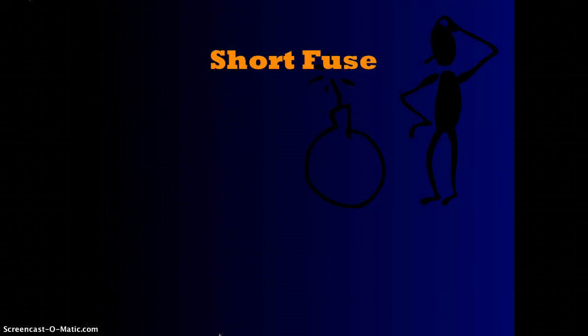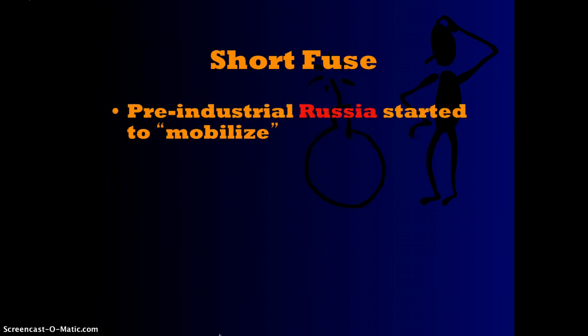Now, the short fuse is the distance between when the spark was lit and there was an actual explosion. And to understand the short fuse, you first have to understand a few things about Russia. First of all, Russia was friendly with Serbia and felt like they were a big brother for Serbia. Both Russians and Serbians are of the Slavic ethnicity. So there's a term called pan-Slavism, which means you feel connected with other people who are Slavic.